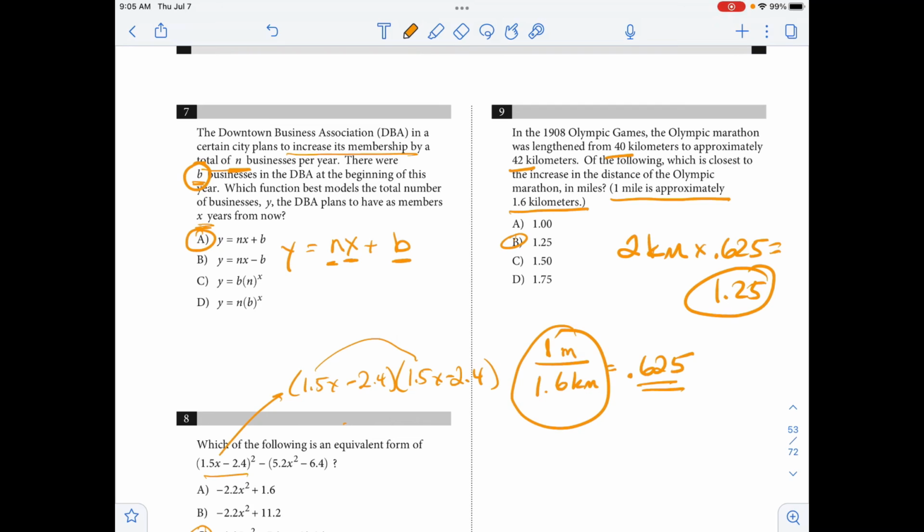All right, I hope this was helpful. And take a look back over these if you need to. And remember, the first 9 questions are worth just as much as the last 9 questions. So it's important to focus on them as well.